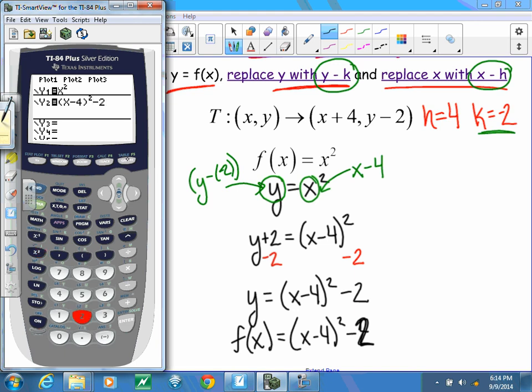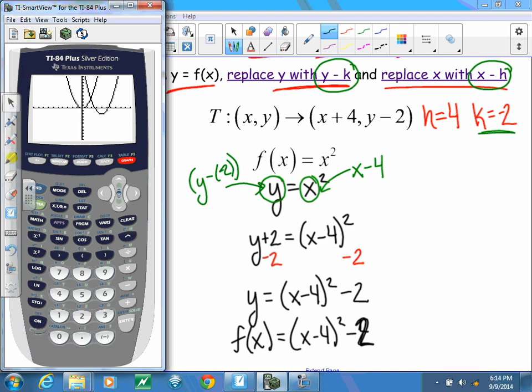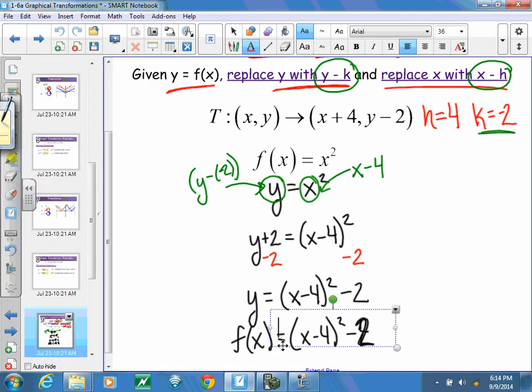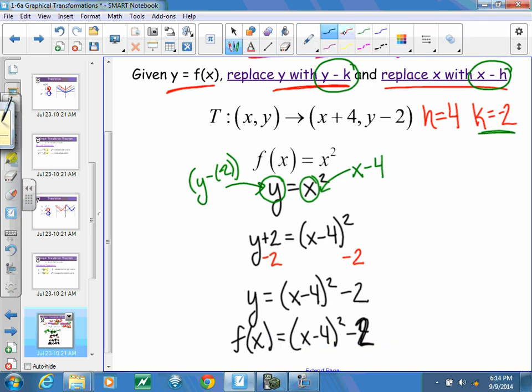What I'm hoping is happening here is that I'm going to move my graph to the right 4 units and down 2 units. If I look at my vertex, which was at (0, 0), it's moved over 4 and it's moved down 2 units. So we've been successful in coming up with our new function after the translation has taken place.